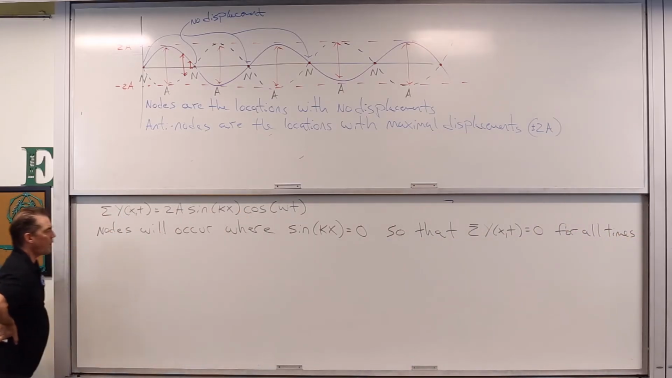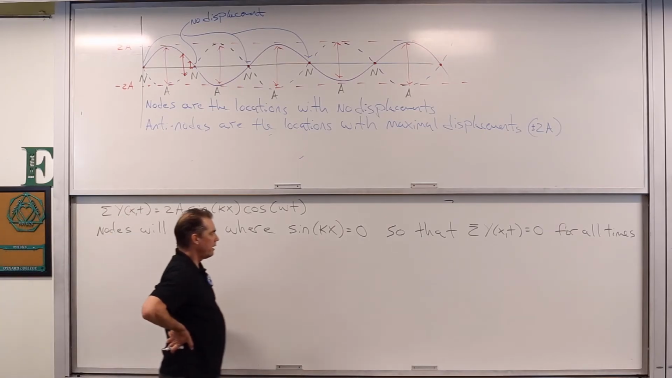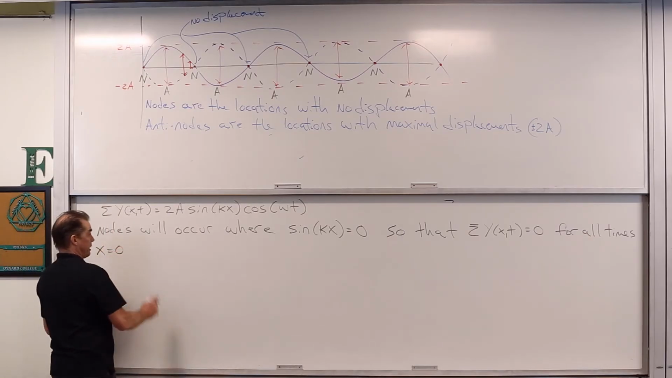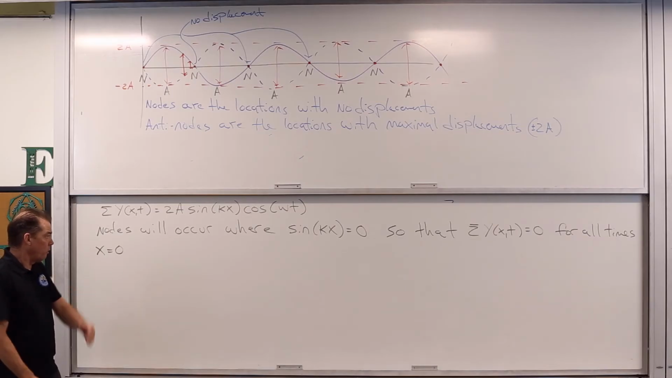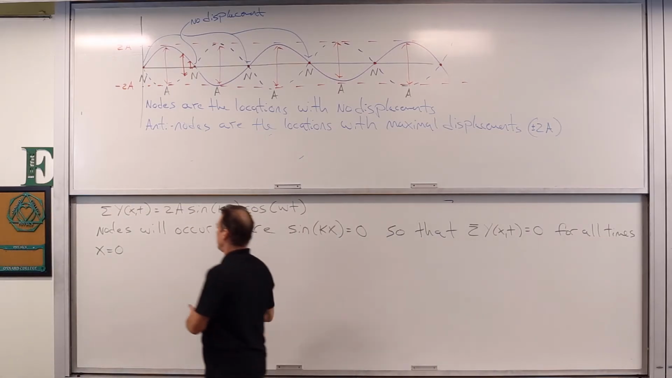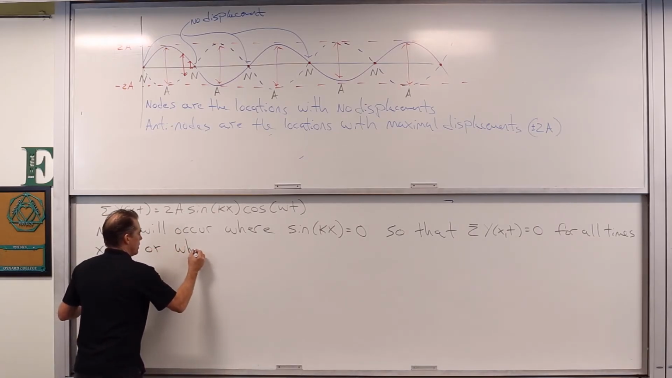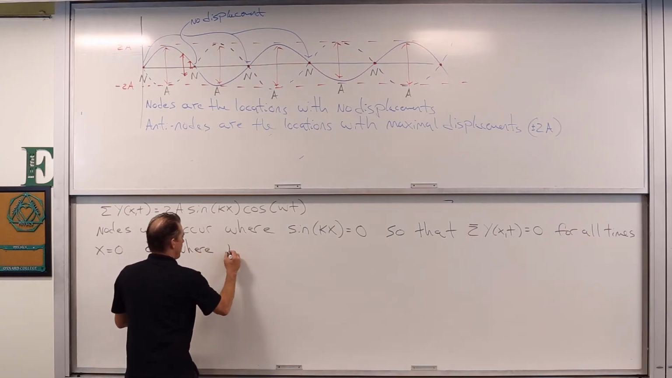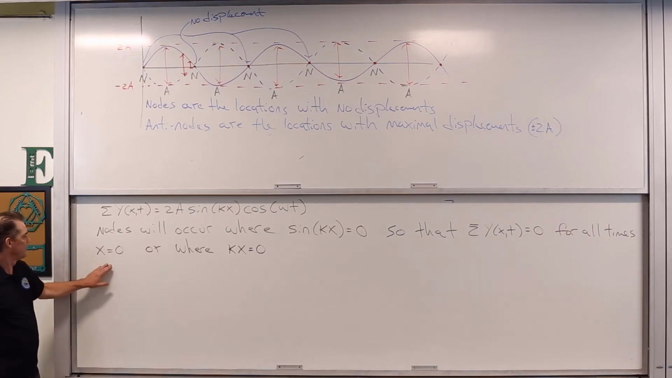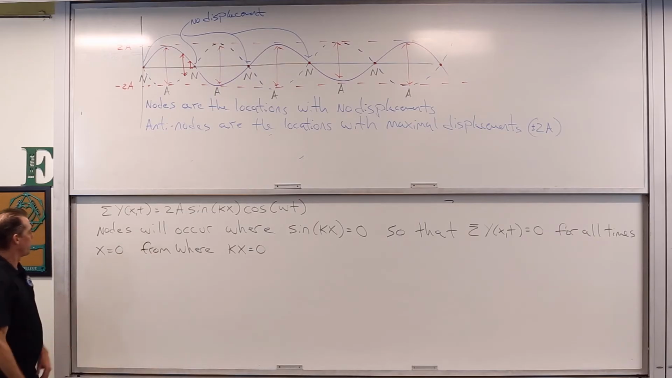where the sine of kx is equal to zero. If the sine of kx is equal to zero, it doesn't matter what time you're looking at it or what the amplitude is overall of an individual wave, you will always get zero out of that. No displacement. So that y of x and t is equal to zero for all times. So, how do we get zero out of the sine of kx?